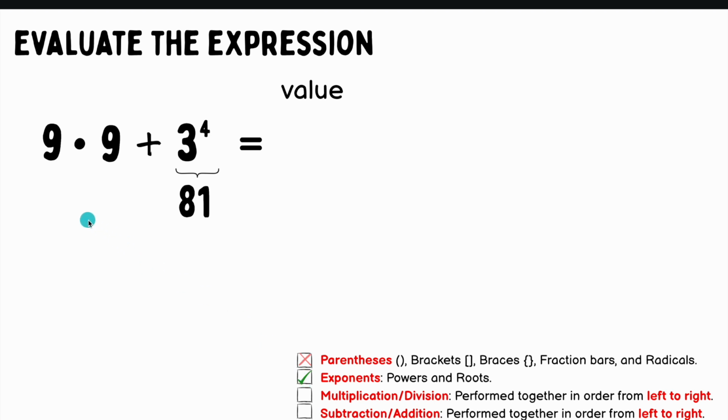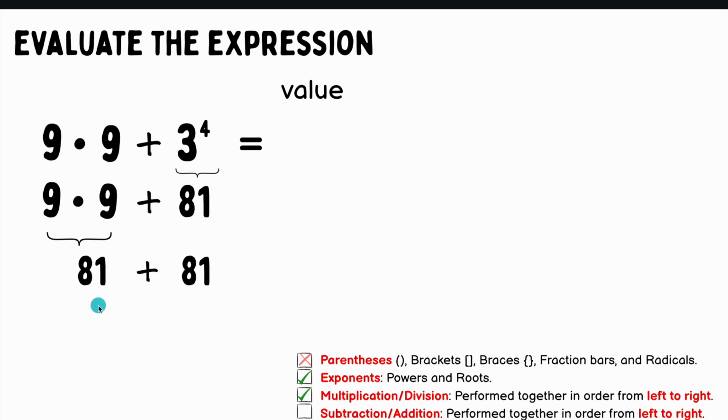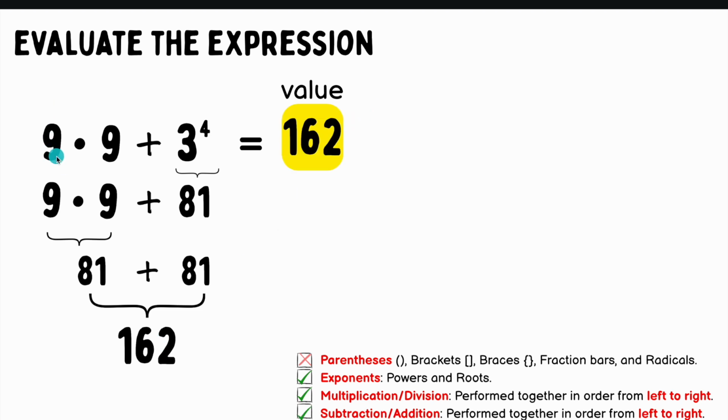Let's bring everything down. 9 times 9 plus 81. Next, multiplication or division from left to right. I don't see any division, but I do see multiplication. 9 times 9 equals 81. We are finished with multiplication or division from left to right. Now let's bring everything down. Finally, subtraction or addition from left to right. I only see addition. 81 plus 81 equals 162. The value of the expression 9 times 9 plus 3 to the fourth power is 162.